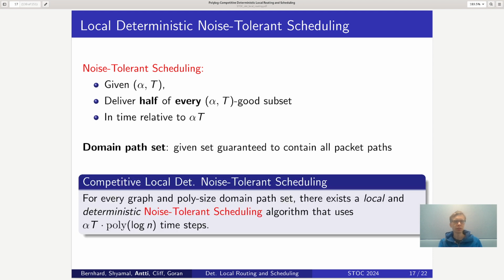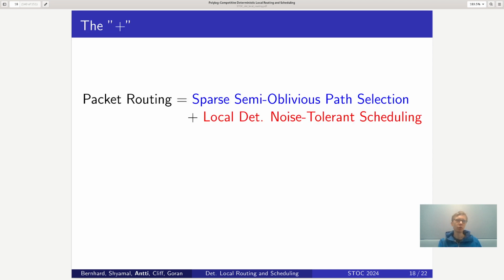So, noise-tolerant scheduling given a domain path set. What is our result on this? Our result is that for every graph and polynomial-sized domain path set, there is a local and deterministic noise-tolerant scheduling algorithm that uses only a polylog factor more time steps than is provably necessary, which is extremely good. So now, what we have here is a polylog competitive noise-tolerant scheduling algorithm. And what we had from the previous work is a polylog sparse, polylog competitive semi-oblivious routing. Combining these two, we actually get packet routing.